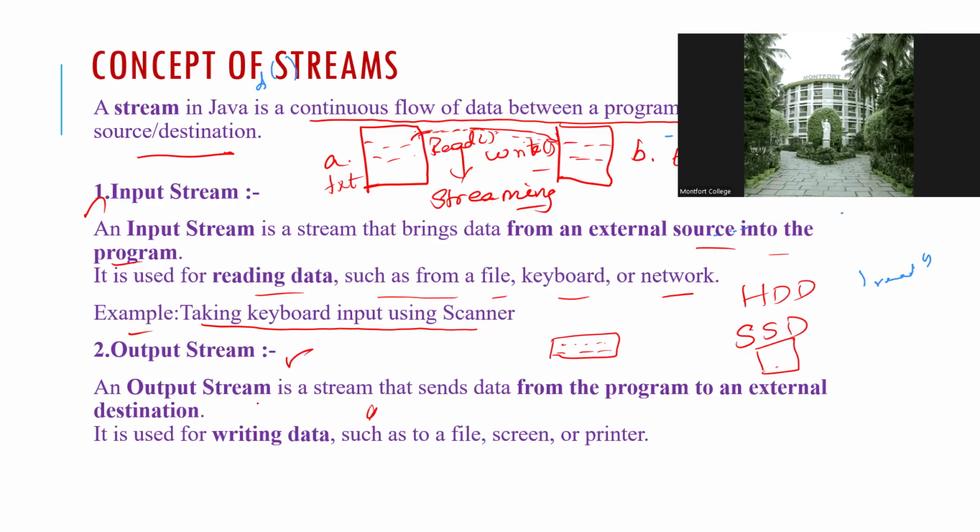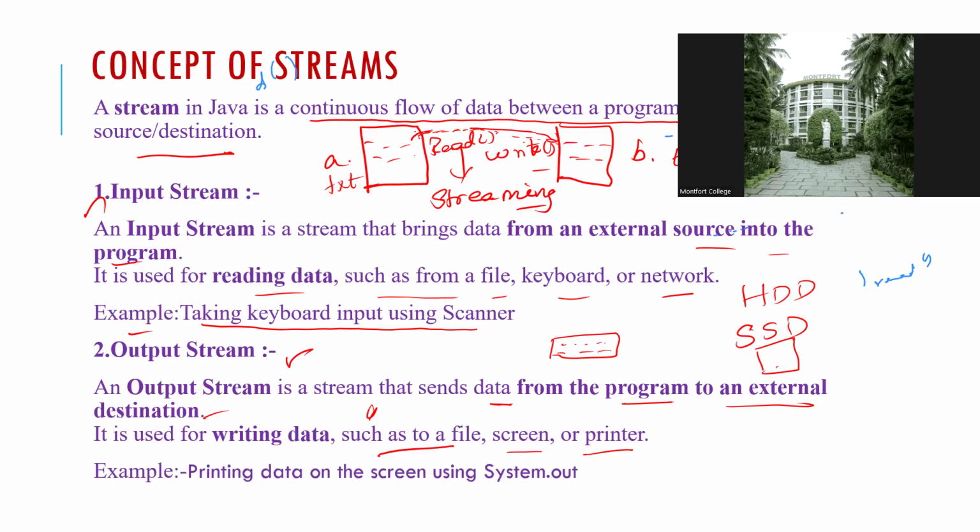Coming to output stream, an output stream is a stream that sends data from the program to an external destination. The external destination is such as a file, screen, or printer. So this information you know already. For example, printing data on the screen using System.out.println. So we perform input using input stream, and we perform output to the external destinations using output stream.